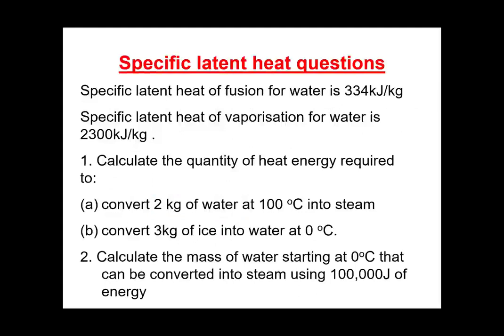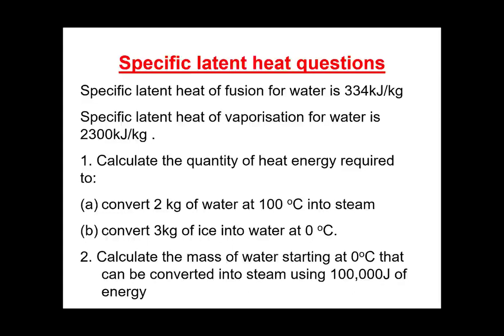So the specific latent heat of fusion for water is 334 kilojoules per kilogram, and the specific latent heat of vaporization for water is even higher, 2,300 kilojoules per kilogram. The specific latent heat of fusion is for melting. For boiling, it takes even more energy, almost 10 times as much. It's 2,300 kilojoules per kilogram.